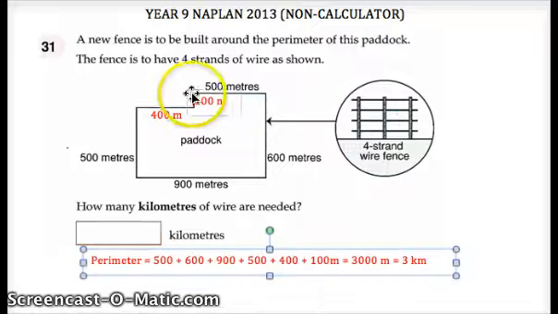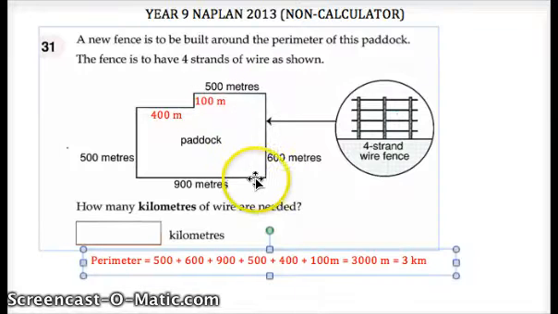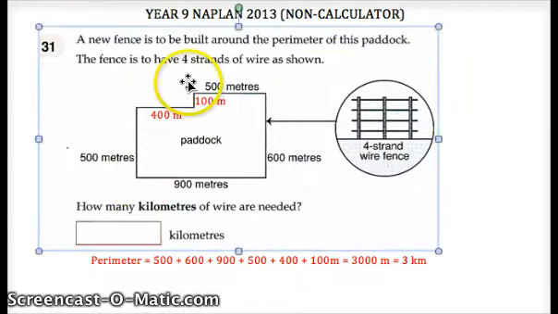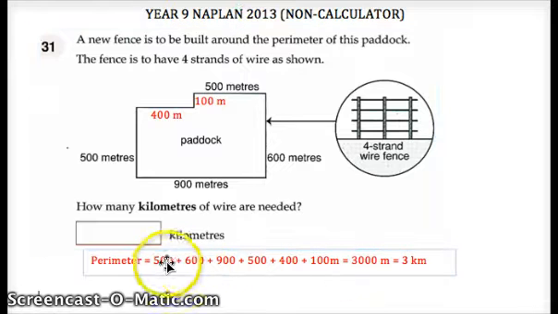So the perimeter will be 500 plus 600 plus 900 plus 500 plus 400 plus 100, as shown down here. If we add these all together, 500 and 600 is 1100, plus 900 is 2000. And if we look at these numbers here, 500 plus 400 plus 100 is another 1000. So 2000 plus 1000 is 3000.